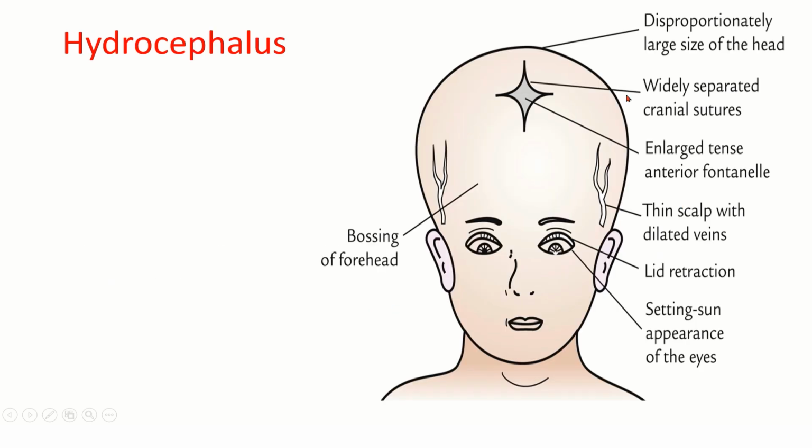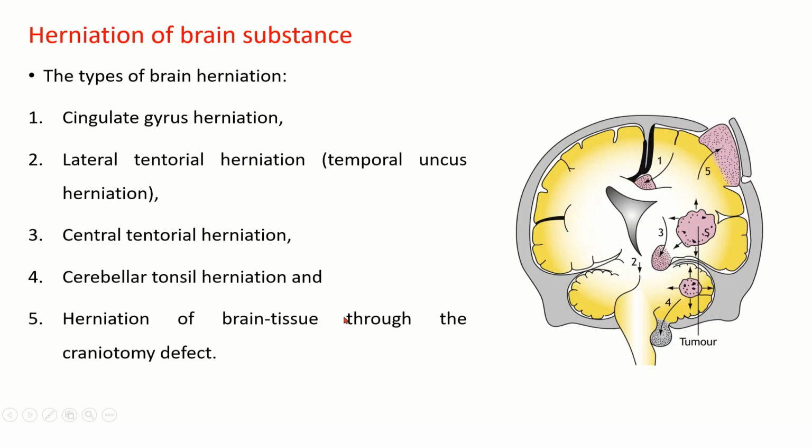You can see a disproportionately large size of head, then widely separated cranial sutures, enlarged and tense anterior fontanelle, thin scalp with dilated veins, sunsetting appearance of the eyes, there will be dementia, there will be cranial nerve paralysis, there will be bossing of forehead. These are all the features of hydrocephalus.